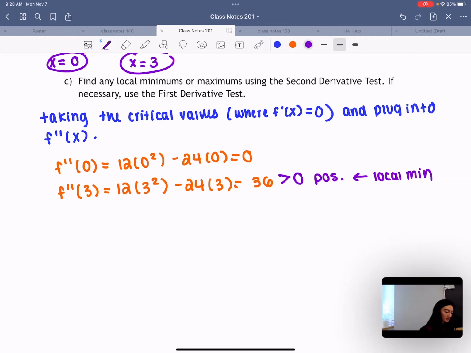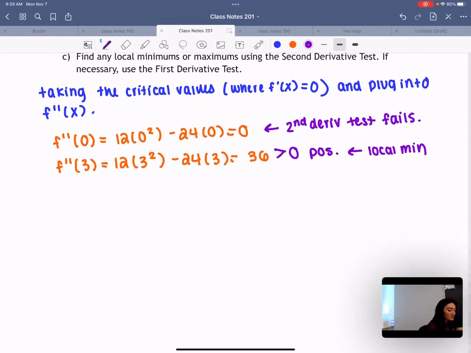Okay, let's talk about what happens at x equals 0. Here we have 0. What does the second derivative test tell us about this? Nothing. It doesn't tell us anything about min or max. So here, the second derivative test actually fails. It doesn't tell us anything. Okay. So what do you think we're going to do with x equals 0? Yeah, let's use the first derivative test.